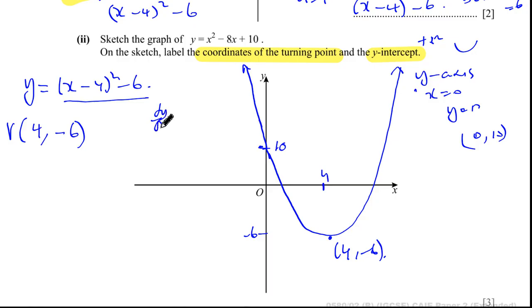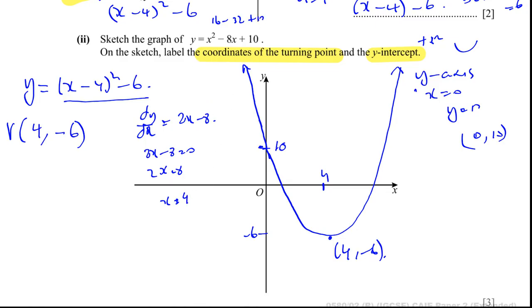You could say dy/dx, when you differentiate, you find the gradient, is equal to 2x minus 8. At the point where it turns, the gradient is 0. So 2x minus 8 equals 0, so 2x equals 8, so x equals 4. And the y value you can find by putting it back in here. So you're going to have 16 minus 8 times 4, which is 32, that's minus 16, plus 10. Minus 16 plus 10 is minus 6.